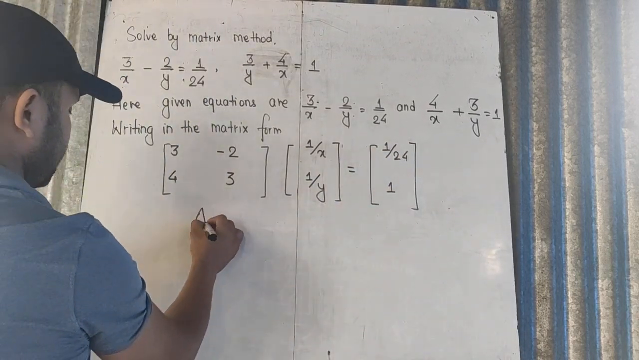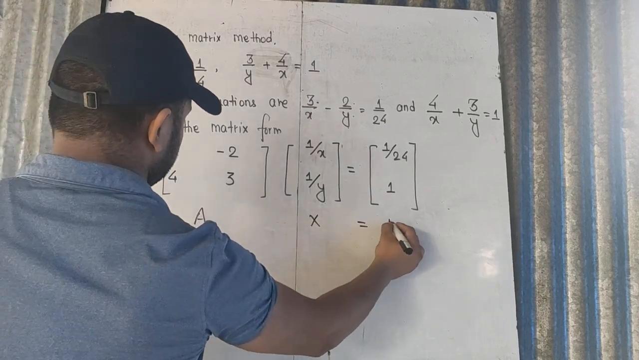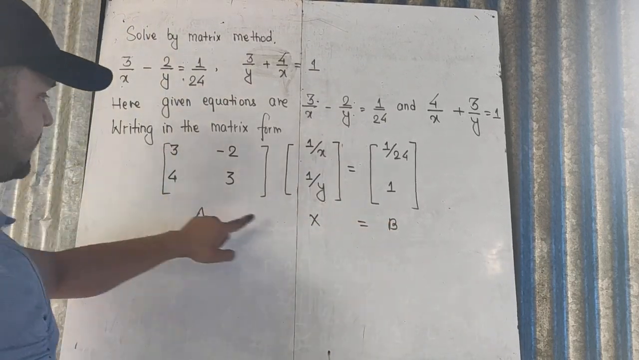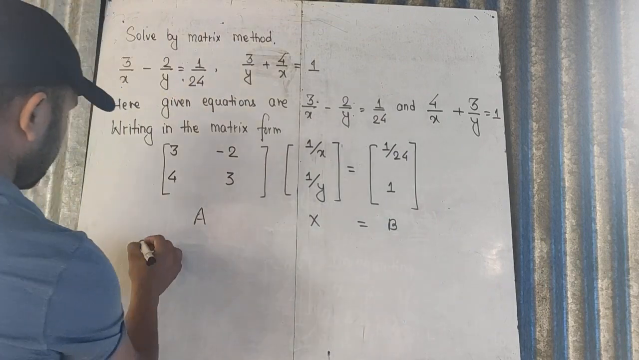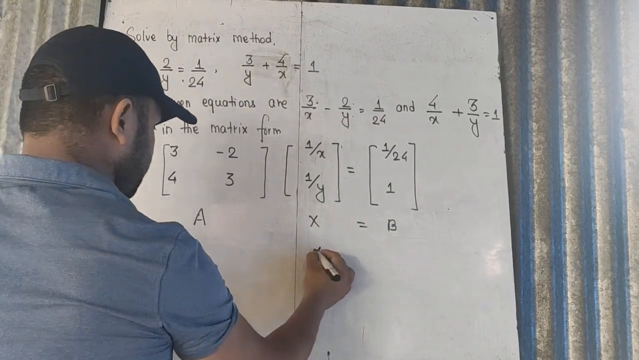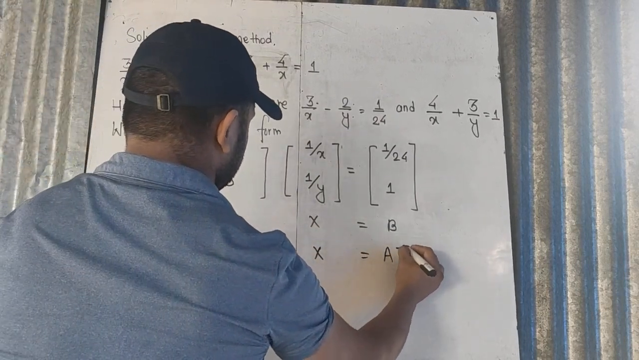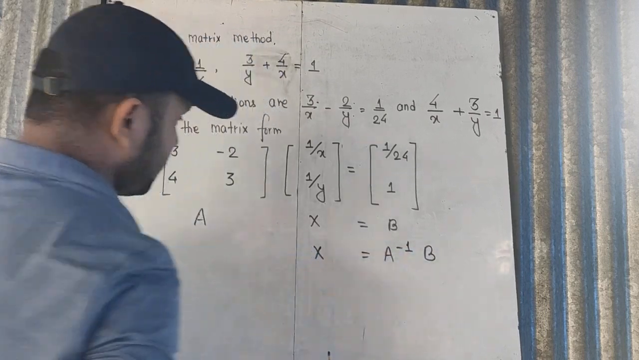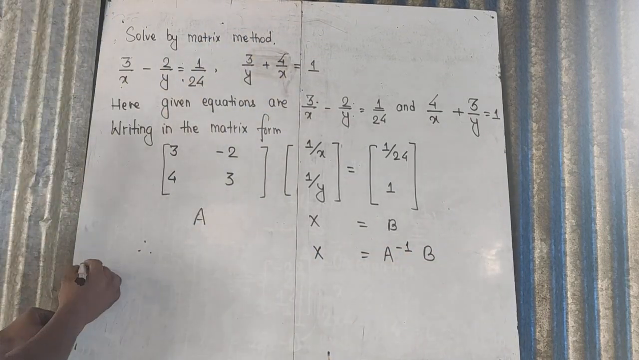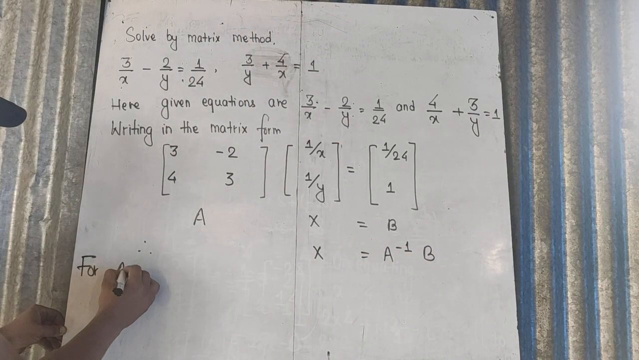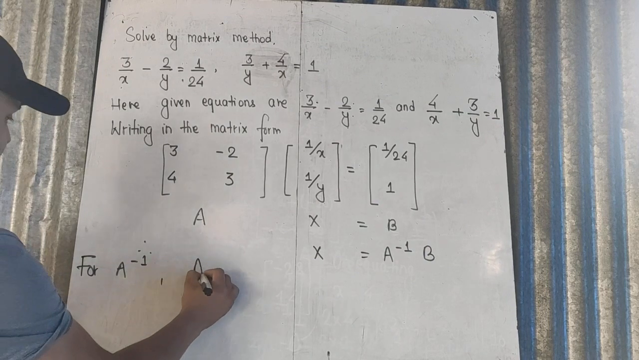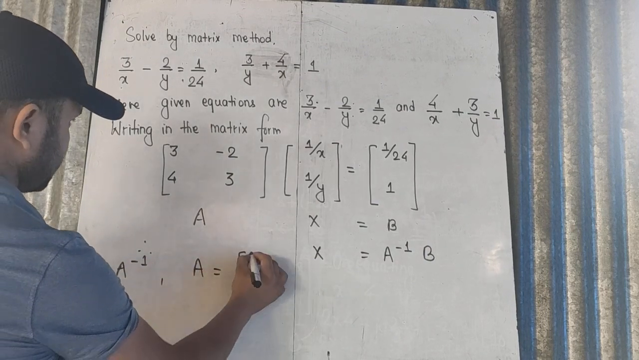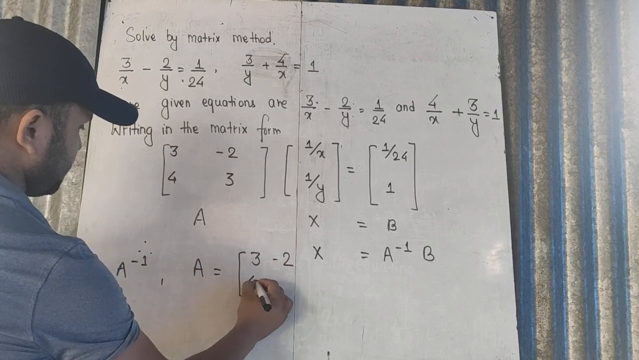Now the constants after the equality are 1 by 24 and then 1. We call it AX equals B. It means this is A, this is X, and this is B. Therefore, when AX equals B, then X will be A inverse B. Now our work is to find the inverse of A. So for A inverse, we have A as 3, minus 2, 4, 3.